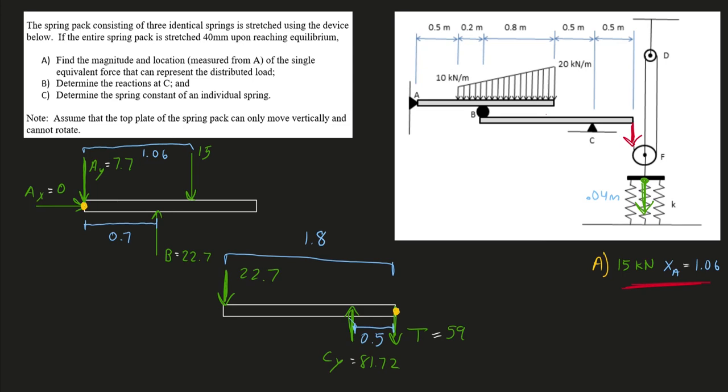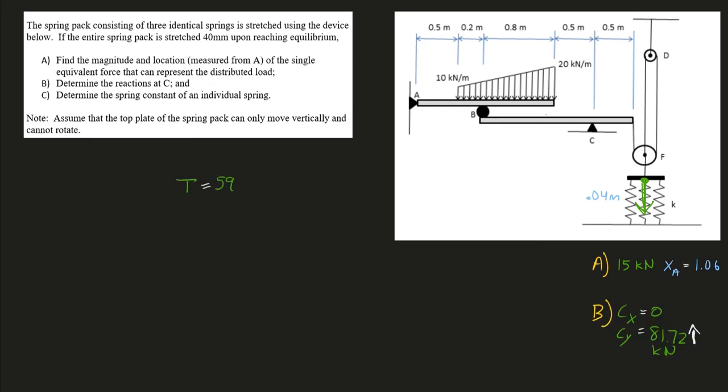So we've already answered part B. For part B, the reactions at C, Cx is equal to 0, and Cy equals 81.72, and you just may want to put a little arrow showing that it's going up. Or maybe you could put positive j if you want. So next we need to figure out what's going on here.